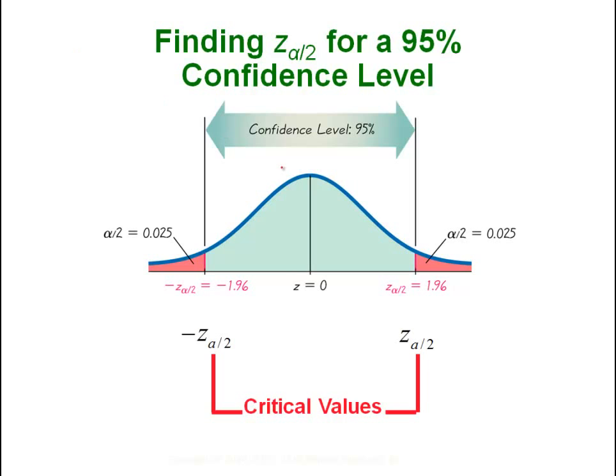It's the cutoff that says everything to the outside of that is considered bad, right? It's outside of our confidence level. And later on, that's what we're going to call our rejection region when we're talking about hypothesis testing.